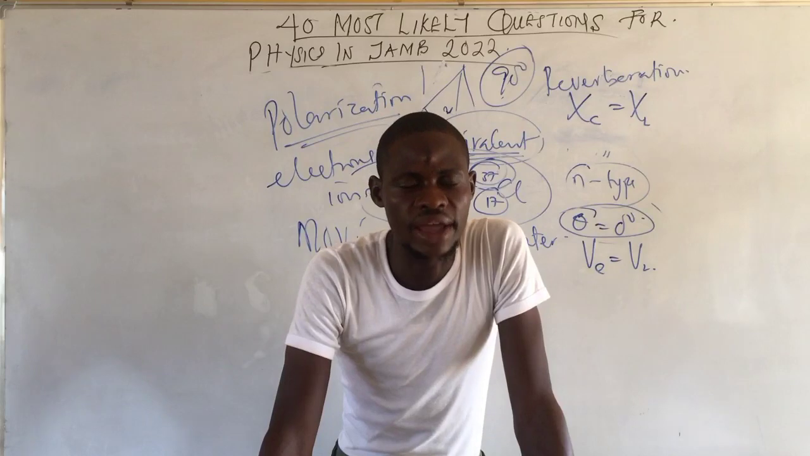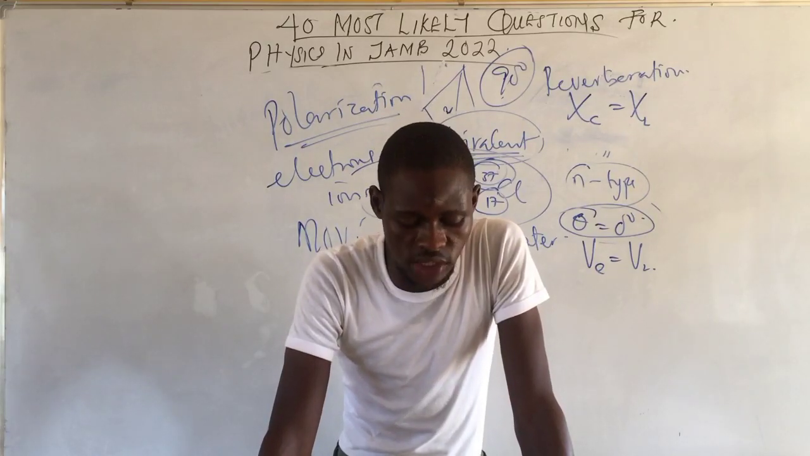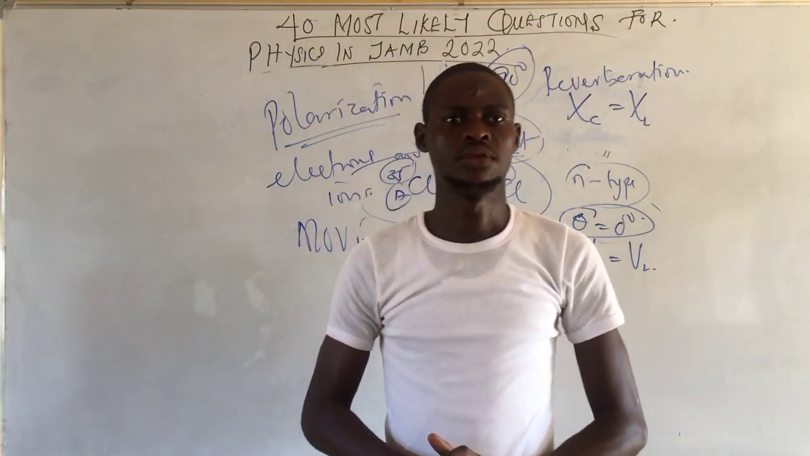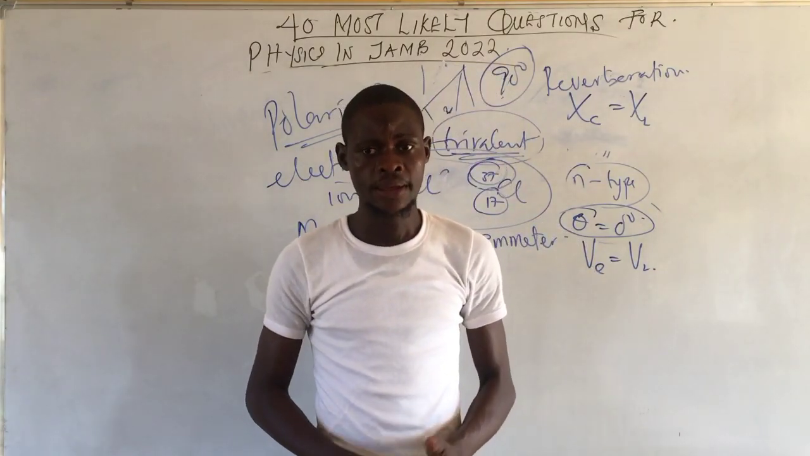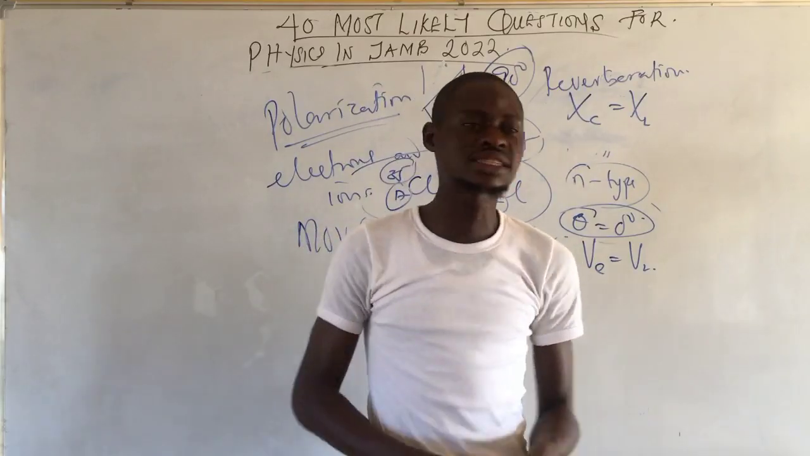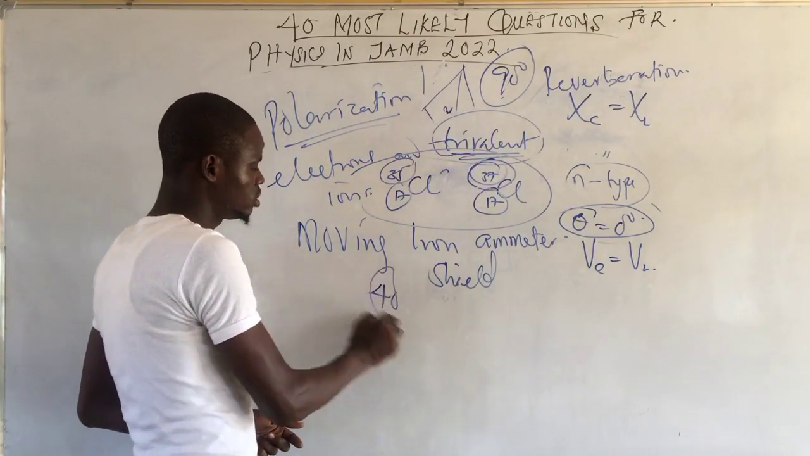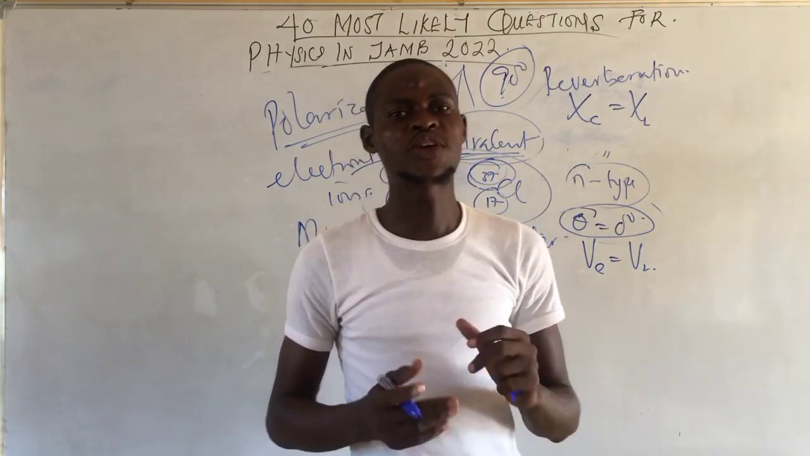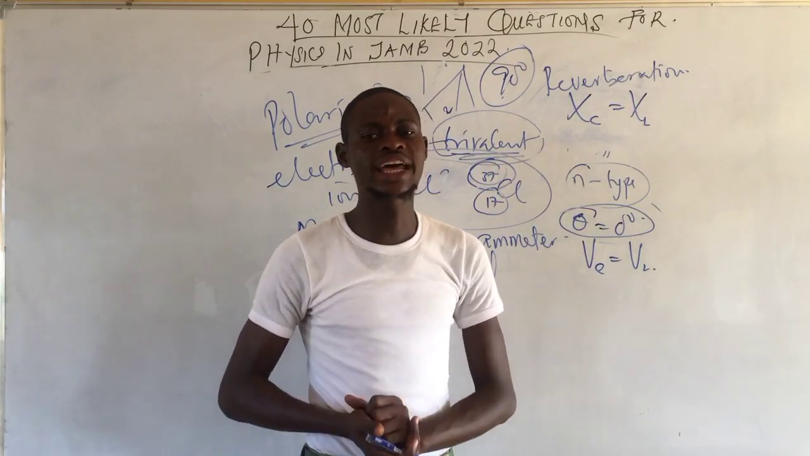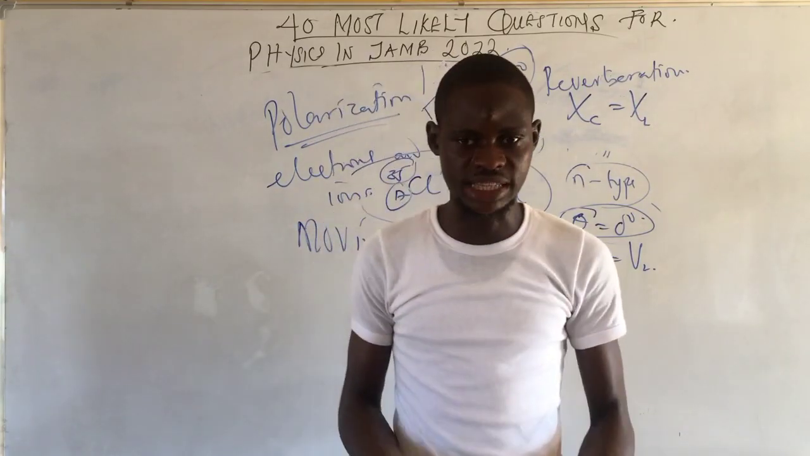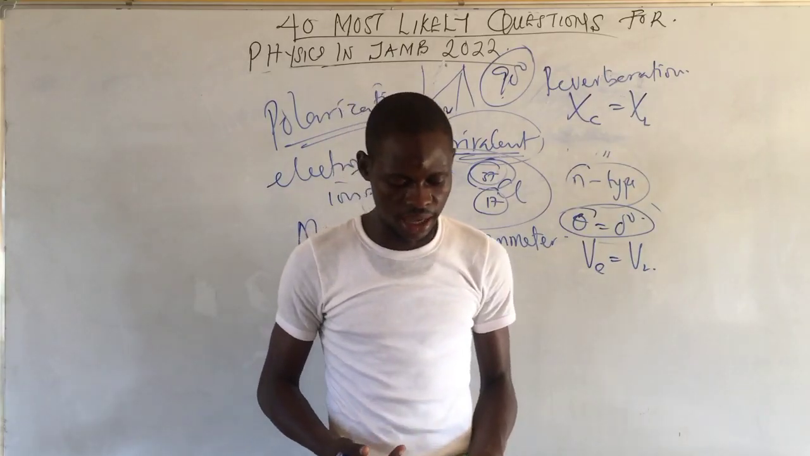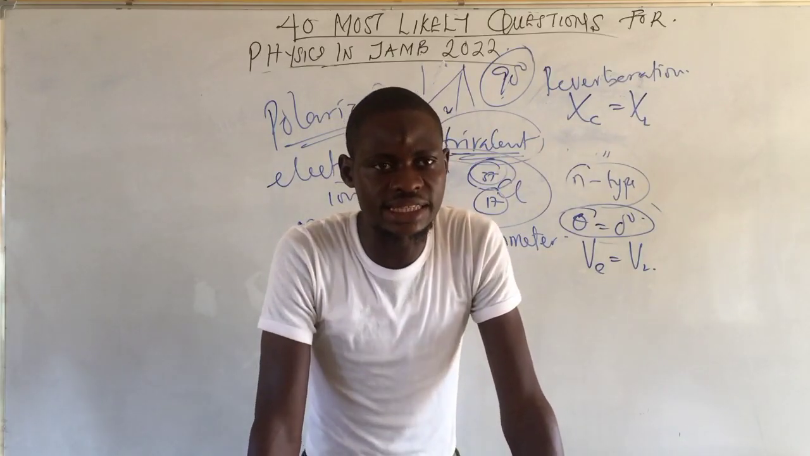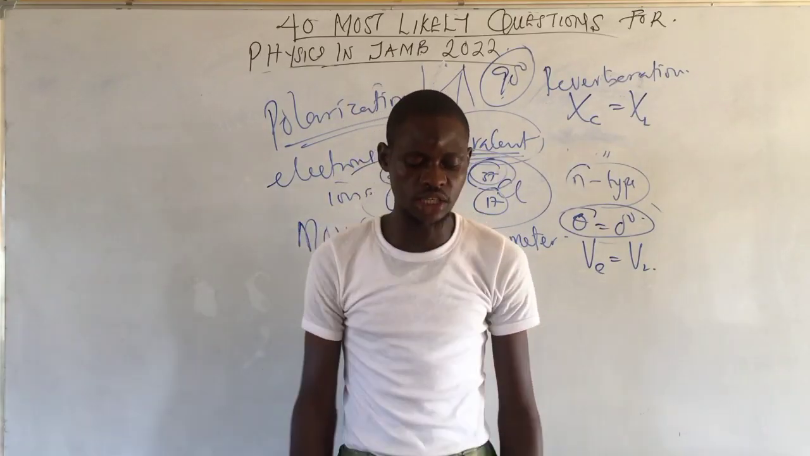A dynamo is a machine that converts mechanical energy into electrical energy. That is the function of a dynamo. All together. Now, the 40th question. I said I'm going to give you 40 likely questions that are possible in JAMB. The 40th question is this: in order to convert a galvanometer into an ammeter, a low resistance shunt is connected in what?